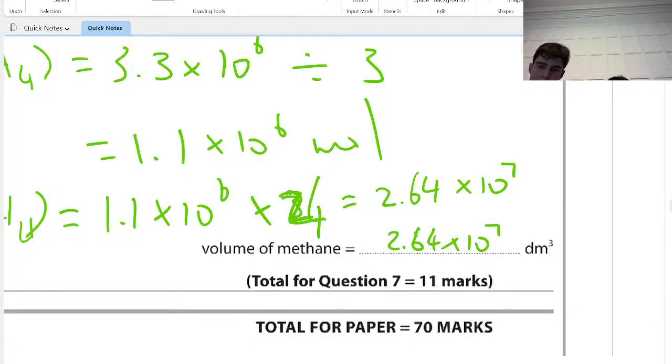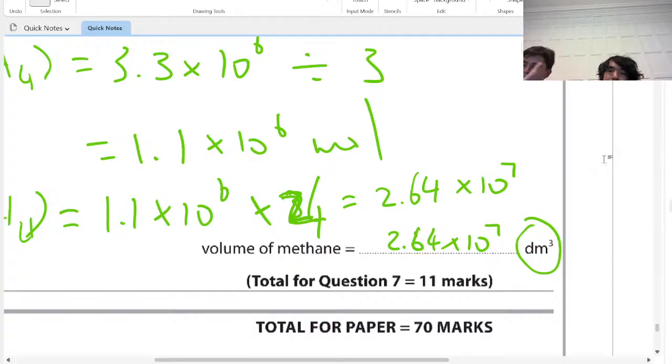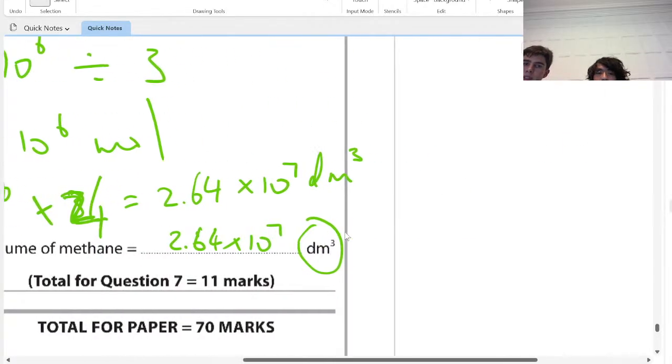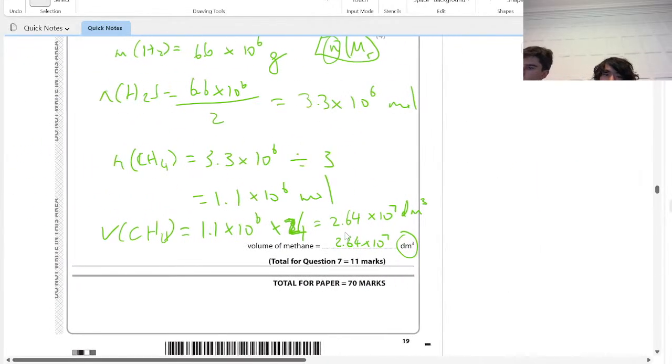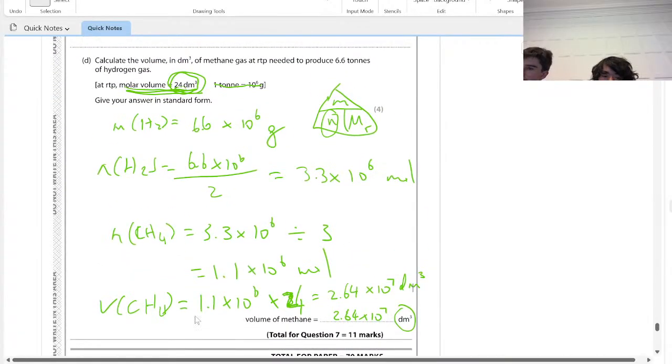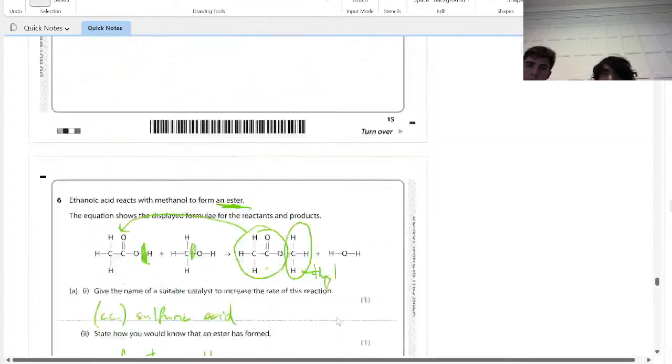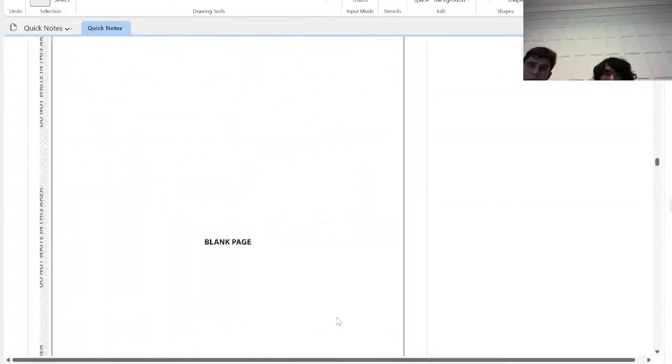Because the answer's in dm cubed, it was fine to keep it like that. But just remember, read what it wants it in, convert, and if it says significant figures, standard form, or whatever, just do it in that form. If they don't ask for sig figs, the safest thing to do is to give everything to 3 significant figures, because they'll always accept that, unless they specify otherwise. Right, and that is the entire paper.